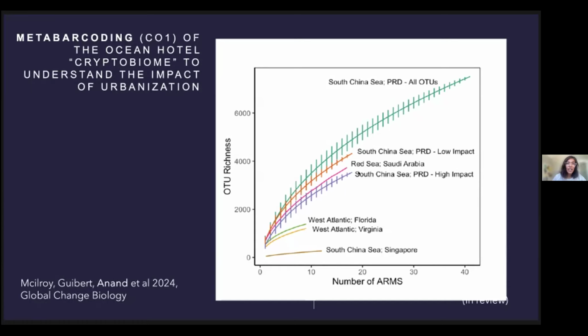And they were shocked that the South China Sea, which is what we represent from our sample, skyrocketed the OTU richness table, when compared to results obtained from the same sampling methodology in the Red Sea, in Florida and Virginia, and even in Singapore. So this is something that we just published in a paper. We had to go back and forth and look at the data again and again because we weren't sure if this was really the case, and we were all shocked to see this.